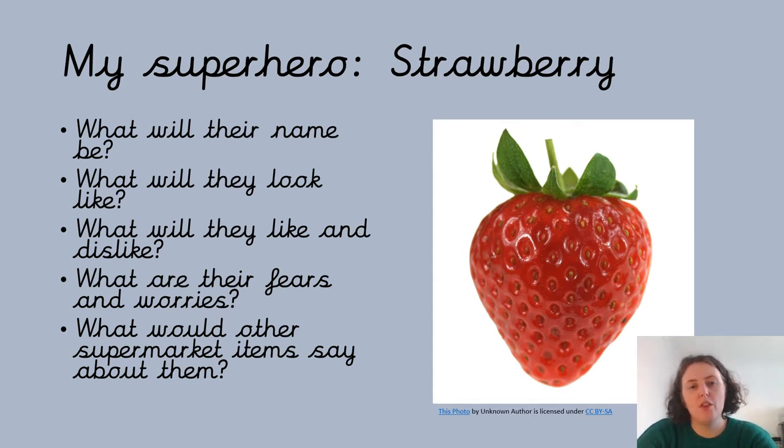So what I want you to think about now is, once you've chosen your fruit or vegetable, what their superhero name is going to be, what they would look like as a superhero. They're going to have a mask, I imagine, and some kind of cape. They're not just going to look like the vegetable. They're going to have some kind of disguise. What do they like and what do they dislike, just like we did for sweet potato? What are their fears and worries?